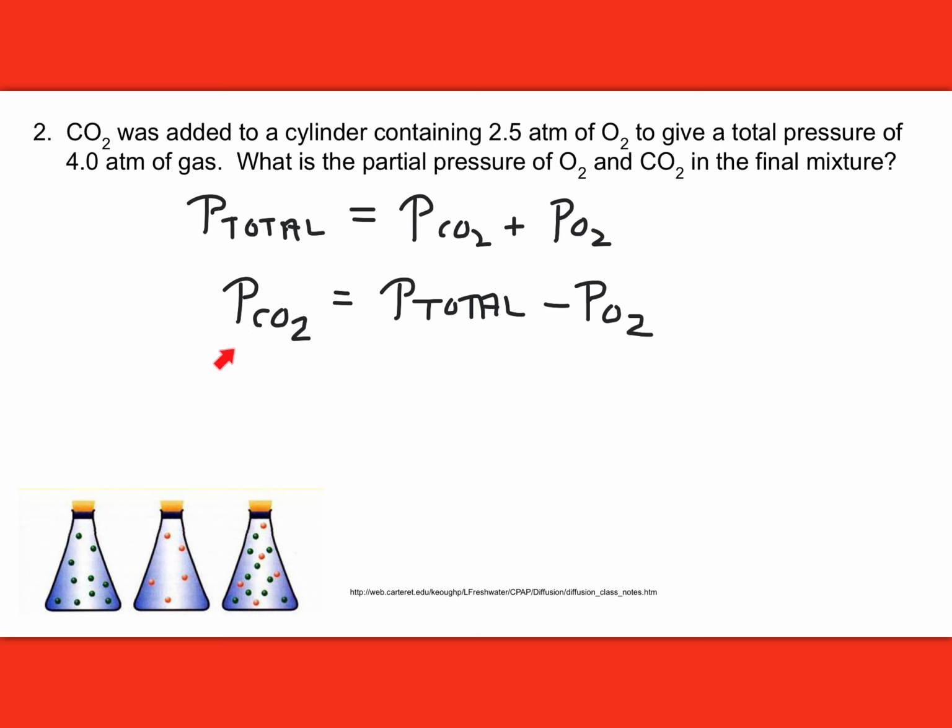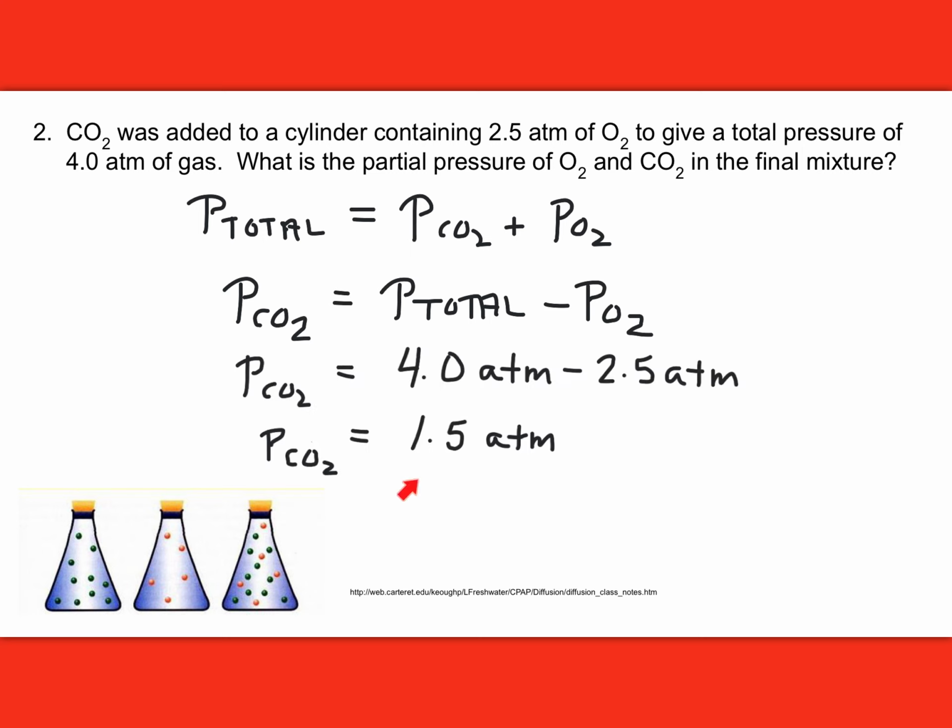Here I have the equation solving for the partial pressure of CO2, and I'll just put in the values for the P total and the PO2. Once I've added my values, I take 4 atmospheres minus 2.5 atmospheres to give an answer of 1.5 atmospheres. The partial pressure of the oxygen will remain at 2.5 atmospheres.